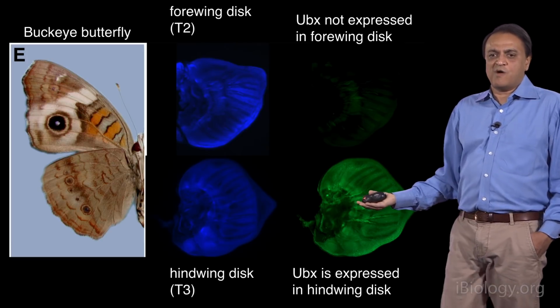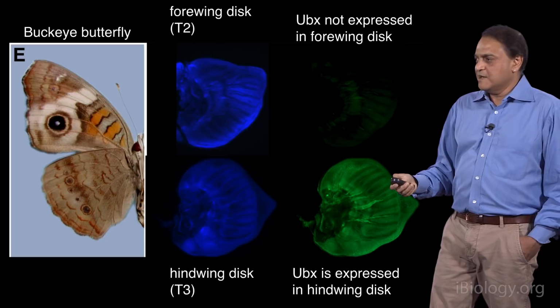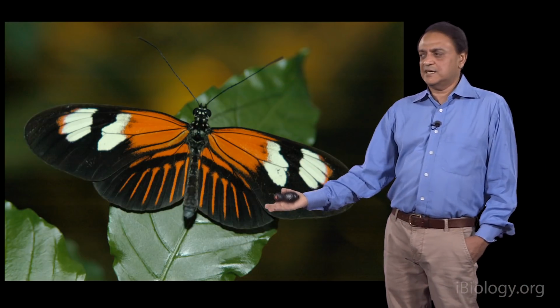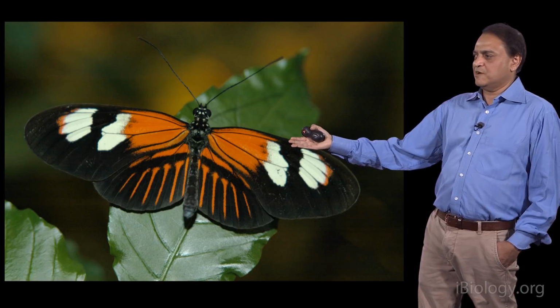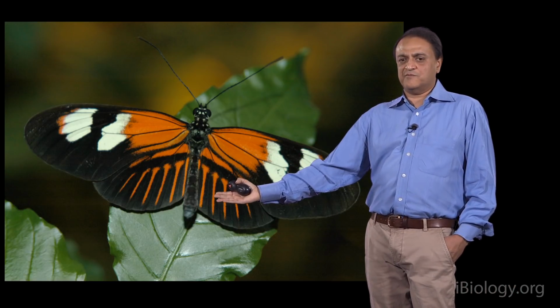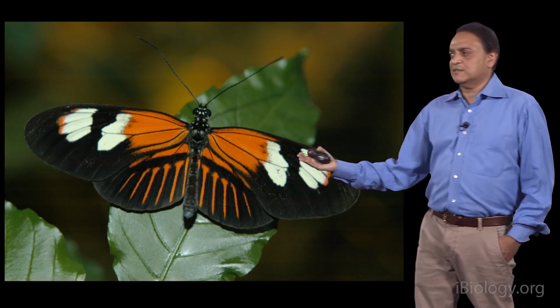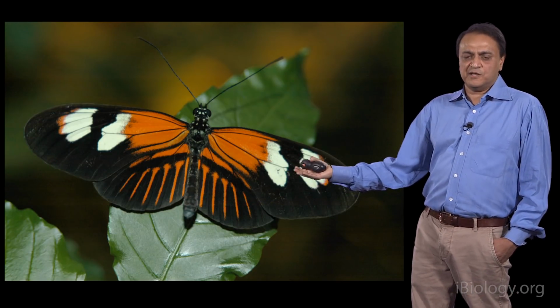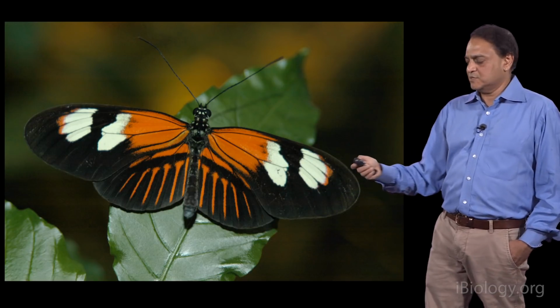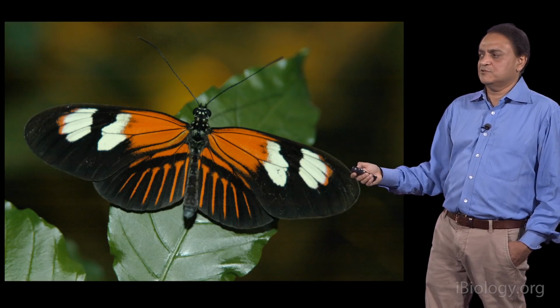But butterflies have two pairs of wings. Of course, if you think about it, those two wings are not identical to each other. In this particular butterfly, the pattern and shape of the forewing is very different from the pattern and shape of the hindwing. So the idea would be that UBX still plays a role. We call both of these wings, but they have different patterns and different shapes.